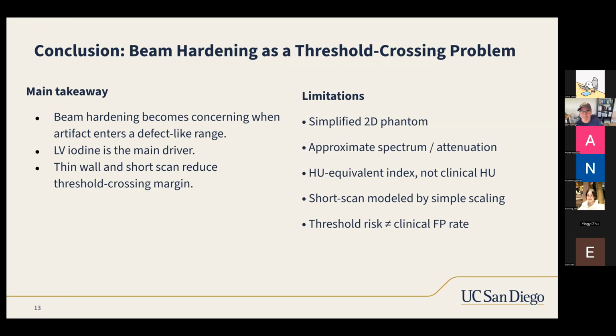And our output is actually an equivalent index instead of a clinical HU value. So these limitations need future studies to enhance. But the value of our model is to compare the relative trends and show how contrast level autonomy and acquisition strategies may interact. And that is all of our project.